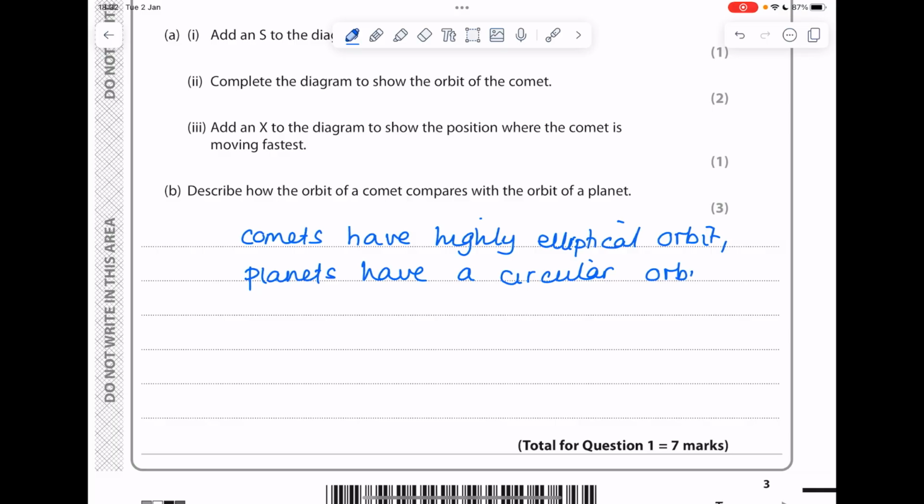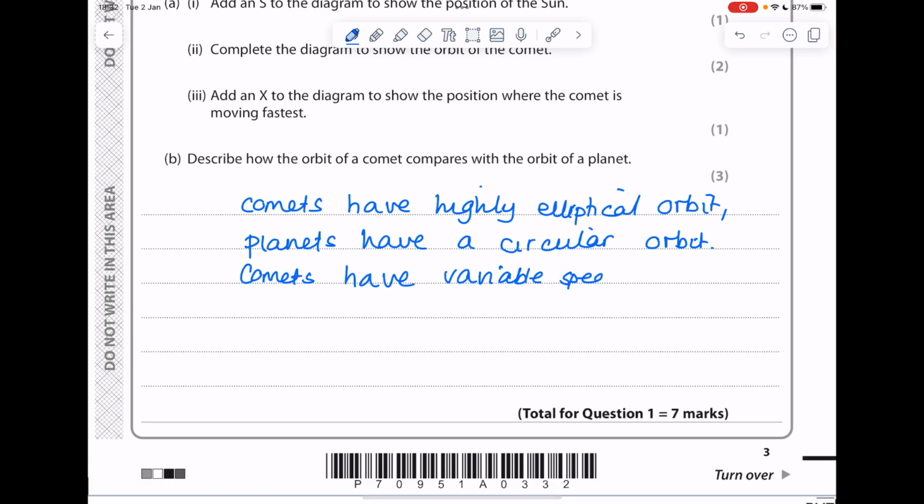Because of that ellipse, we know, and we've already mentioned it, the comets travel at different speeds depending on how close they are to the Sun. And then the last thing we can say is that both orbit the Sun or star, doesn't have to be our Sun.